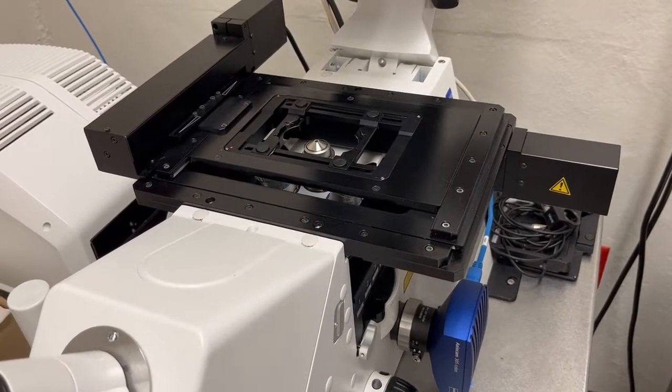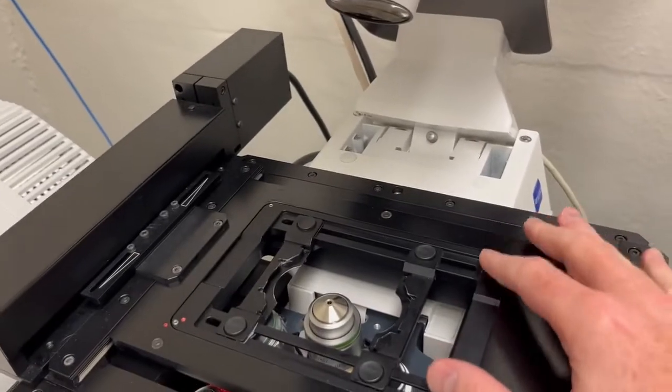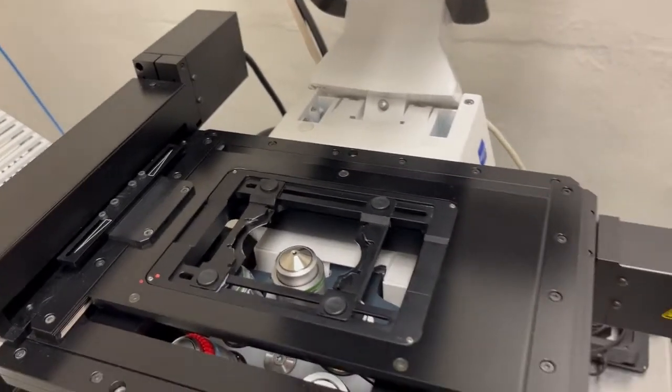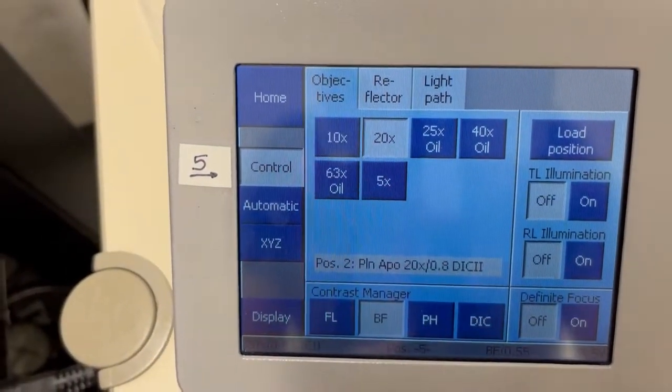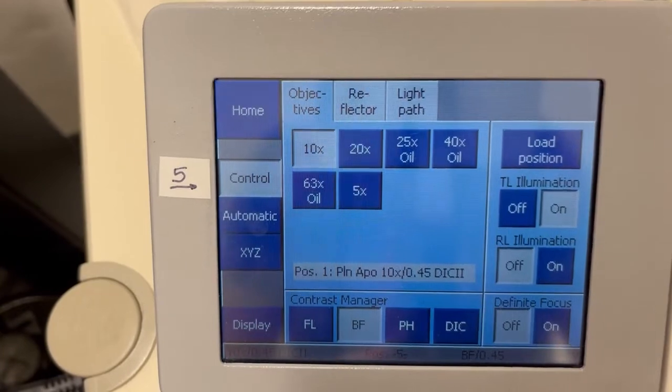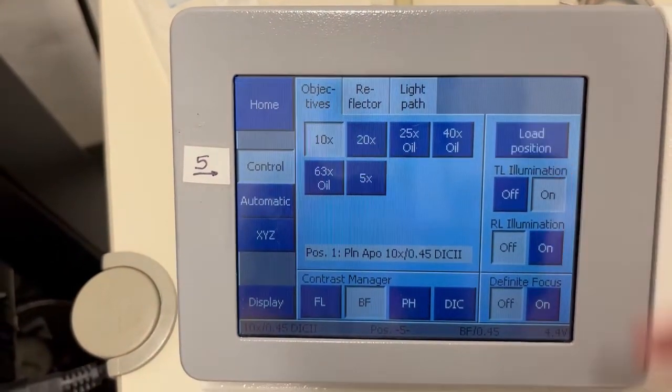Before you put on a sample, it's a good idea to check whether the sample holder is in the proper position. To do that, I strongly recommend you switch to the 10x objective by clicking on the 10x here, and then lower the objective fully by pressing load position. Load position drops the objective all the way to the bottom.